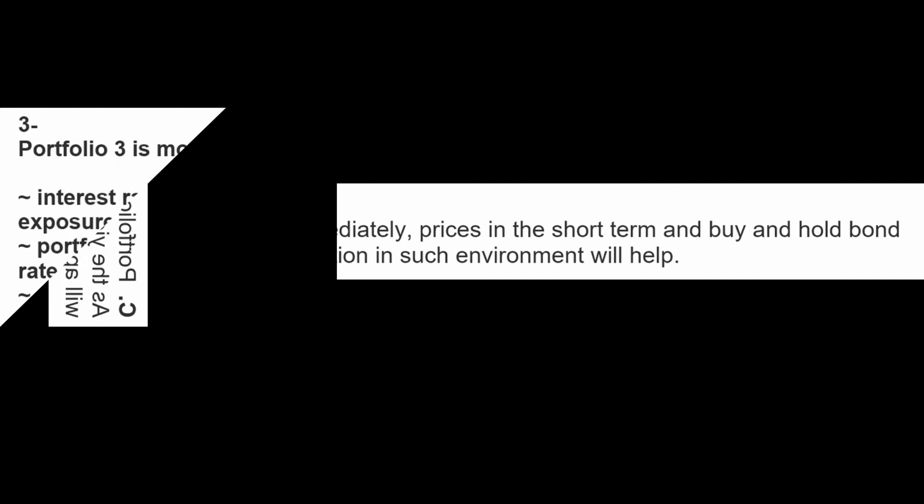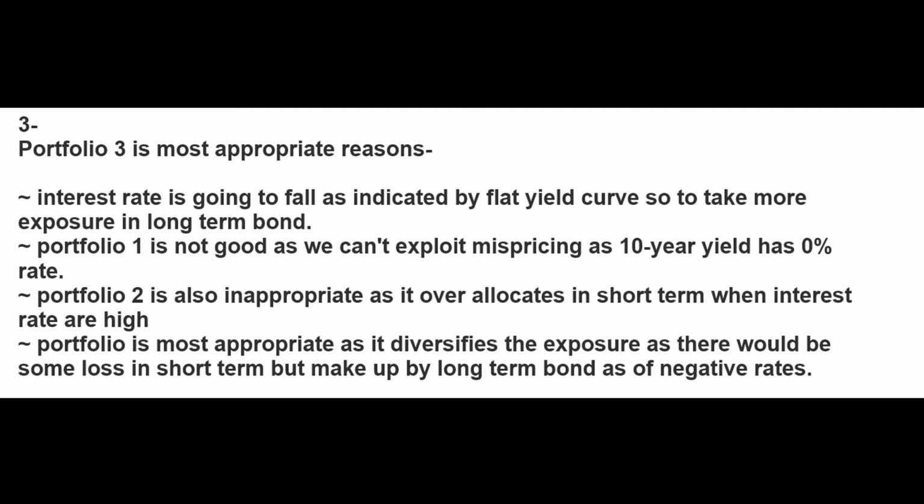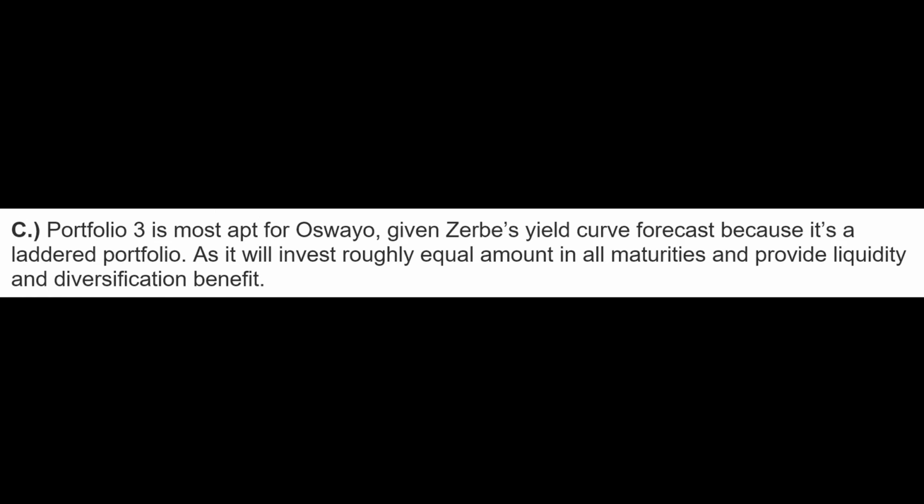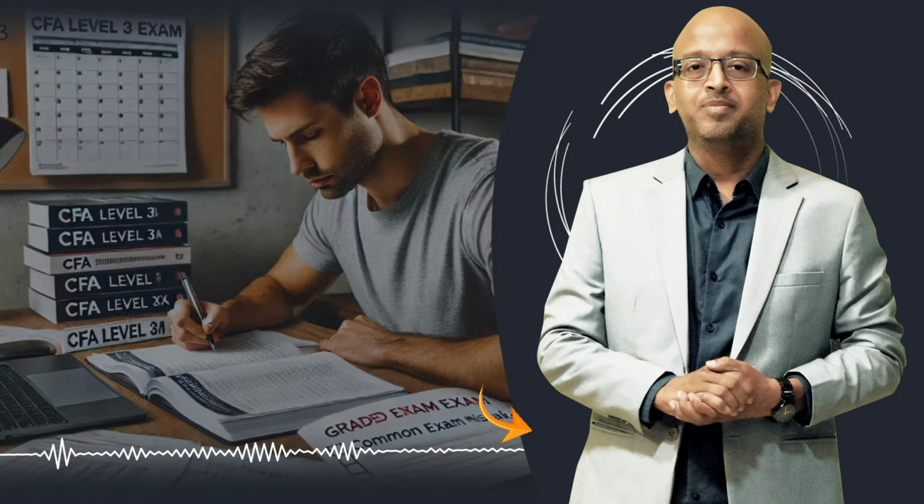So in the third answer, the student is writing portfolio 3 is most appropriate. It's a wrong answer. Portfolio 2 is most appropriate. So the justifications don't matter at all. 0 marks. So look at the third answer for the student. Portfolio 3 is the most apt. Wrong. Portfolio 2 is the most apt. So 0 marks. No question of reading the justification. Let's go to the fourth part.